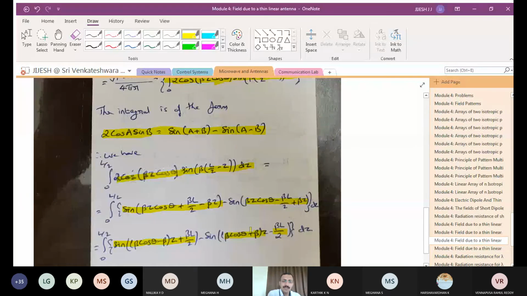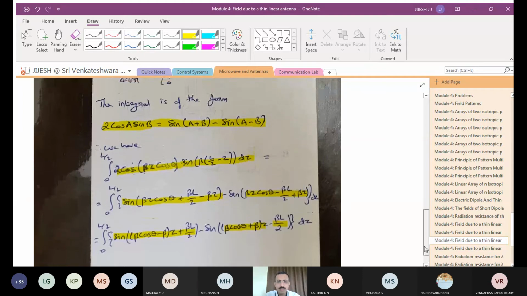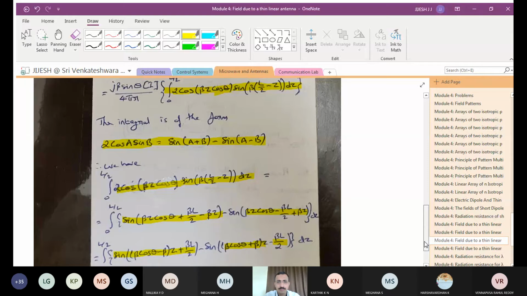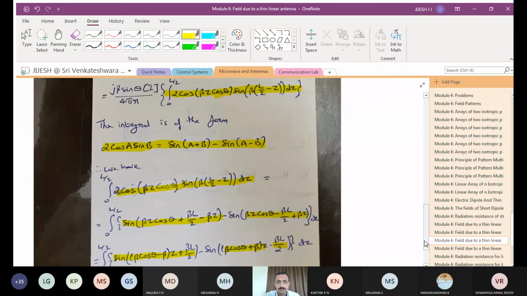So complete it till here. I'll give you a minute to understand this and complete it till here. Then we will proceed further. Don't miss out any steps. Each and every step is important. So after doing this, we need to take the integration of that and then substitute the limits. That is the next section.